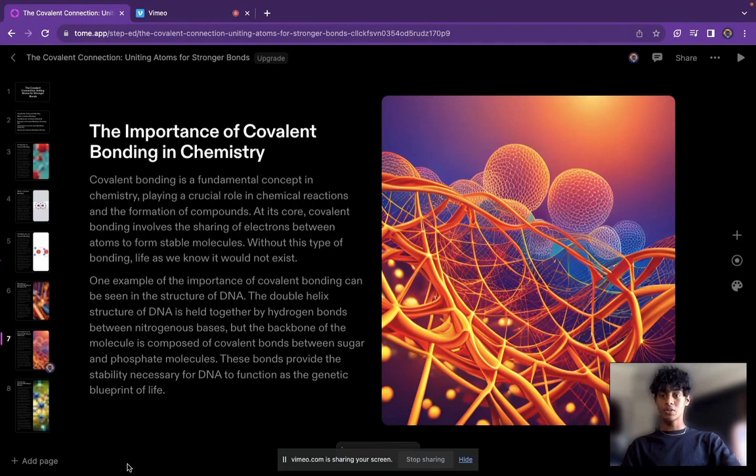Another example of the importance of covalent bonding can be seen in the structure of DNA. The double helix structure of DNA is held together by hydrogen bonds between nitrogenous bases, but the backbone of the molecule is composed of covalent bonds between sugar and phosphate molecules. These bonds provide the stability necessary for DNA to function as the genetic blueprint of all life.